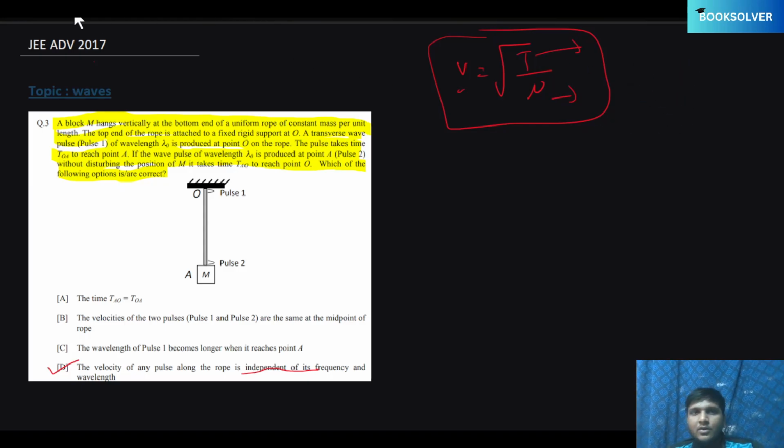Moving further, what will be the time taken, time AO or time OA? Let's say at any point, suppose this is the point at some distance R, what will be the tension at that point? It will be due to the weight of the rest of the rope and this M. Suppose the total length of the rope is L. The mass left after covering the length R will be L minus R multiplied by mu, that is mass per unit length, plus M times g. This is the net tension at that point.